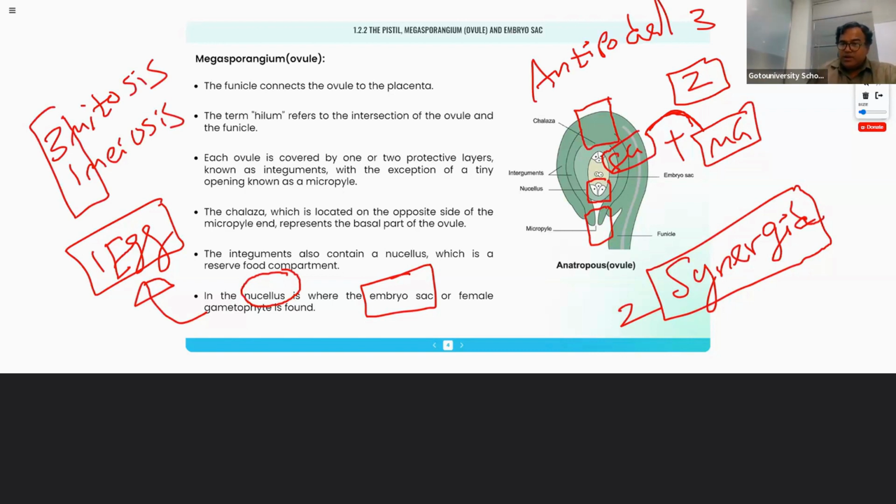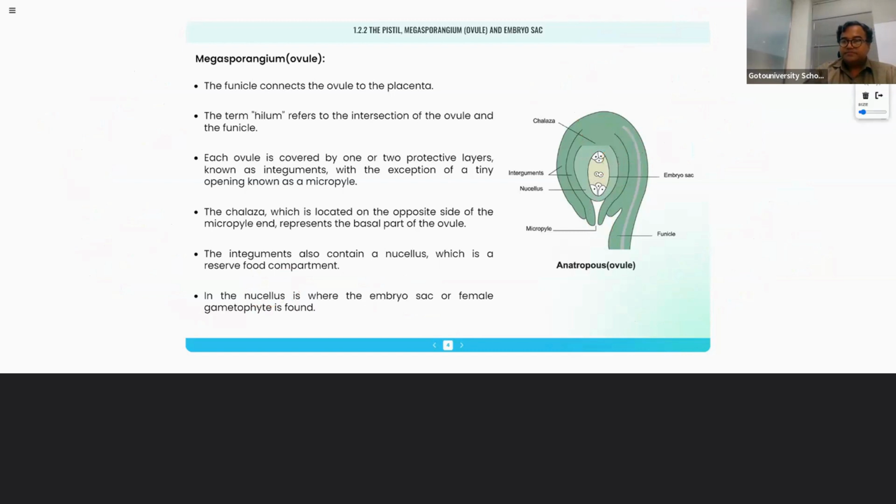Inside the ovary, only 1 female gamete is there. This is not a female gamete. Then what do these 2 dots exactly denote? These 2 dots exactly denote primary polar nuclei. This is not an egg. Then what is this? This is the egg. Then what are these 2 synergids? These 2 white dots denote synergids, that we already told you. This denotes the egg. Then what do these 2 dots denote?